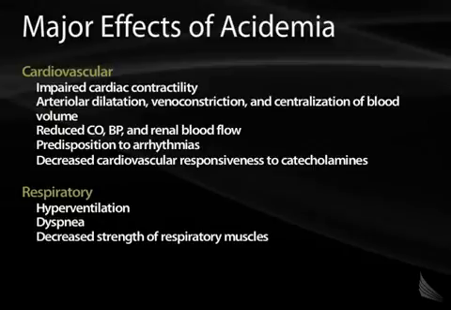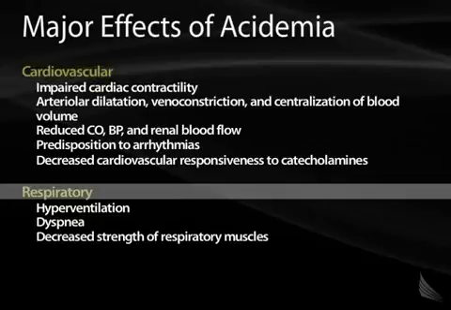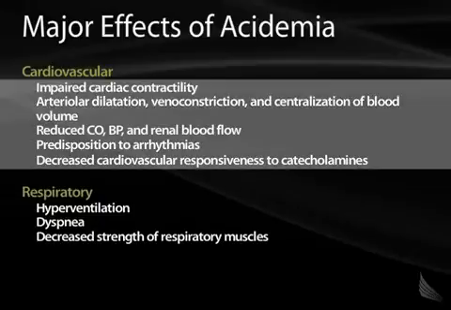The major effects of acidemia are as follows. You'll notice that acidemia has effects on the cardiovascular, respiratory, as well as the other major systems of the body. The major cardiovascular effects of acidemia are impaired cardiac contractility, arteriolar dilatation, venoconstriction, and centralization of blood volume. Acidemia also leads to reduced cardiac output and renal blood flow.